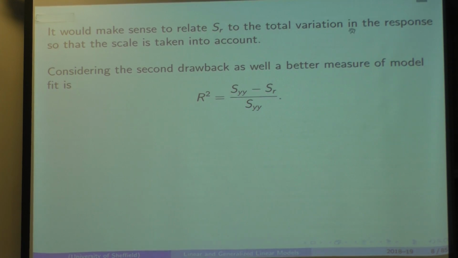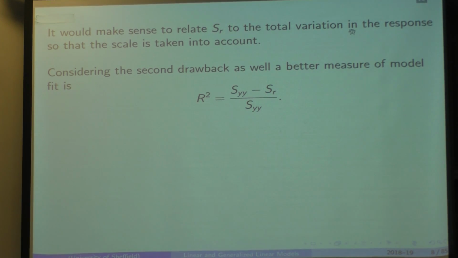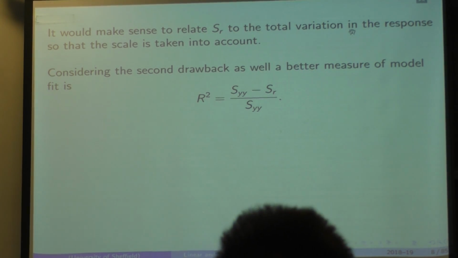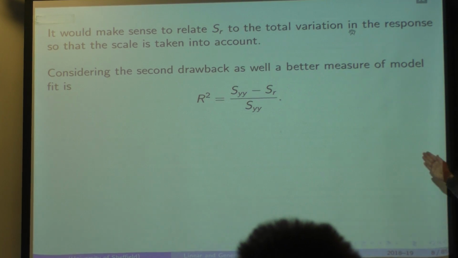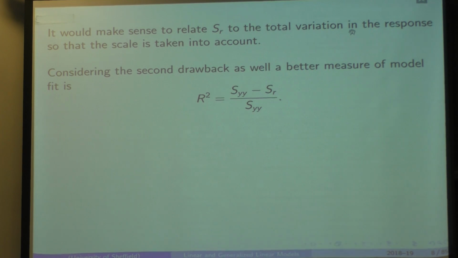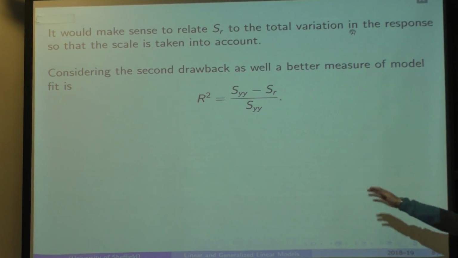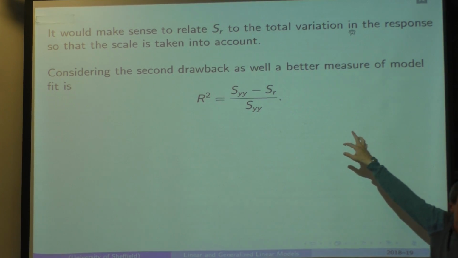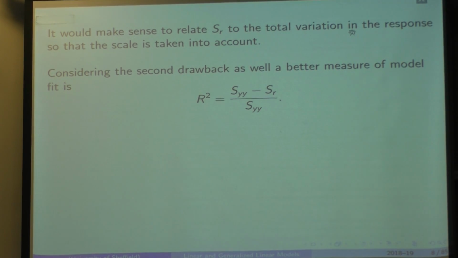Okay? And to get something which is going to be increasing as model fit improves rather than decreasing, it makes sense to actually subtract the residual sum of squares, SR, from the total variation in the response, which is given here as SYY, and will be defined in a minute. Then we divide by SYY to give us something that is dimensionless. The total variation in the response will have the same units as SR, so if we do this, both the numerator and the denominator have the same units, so we get something which is dimensionless.